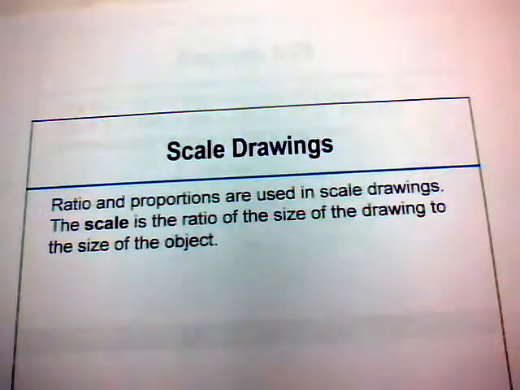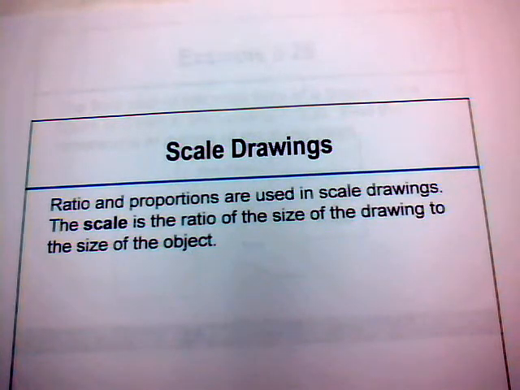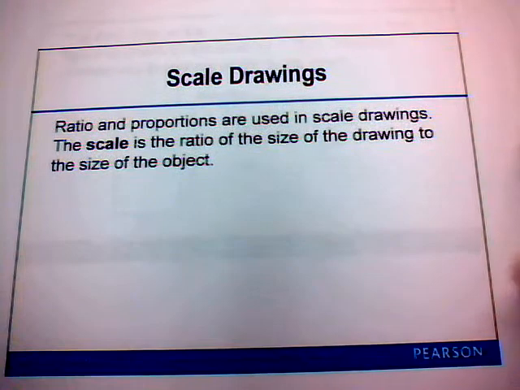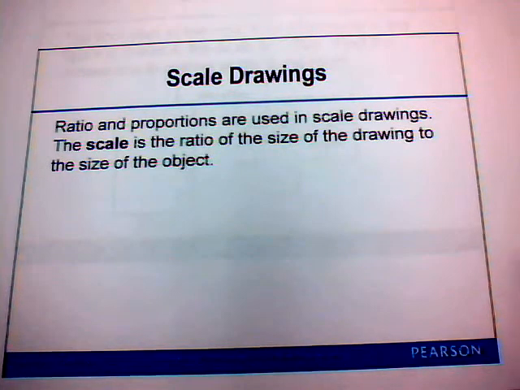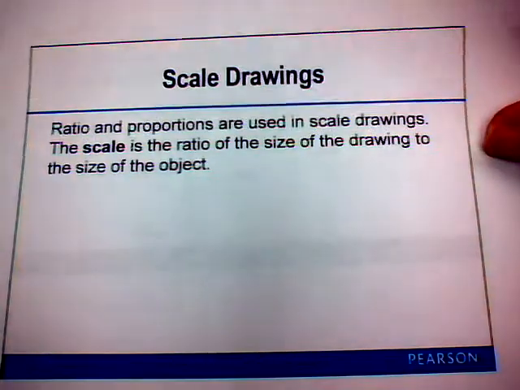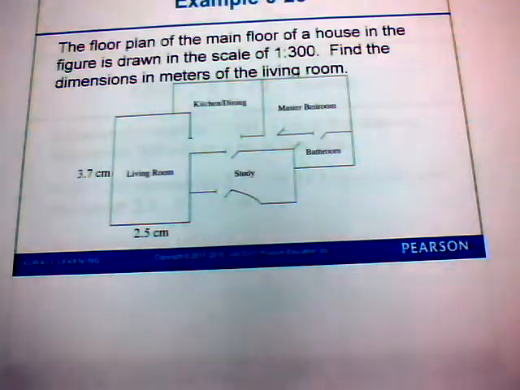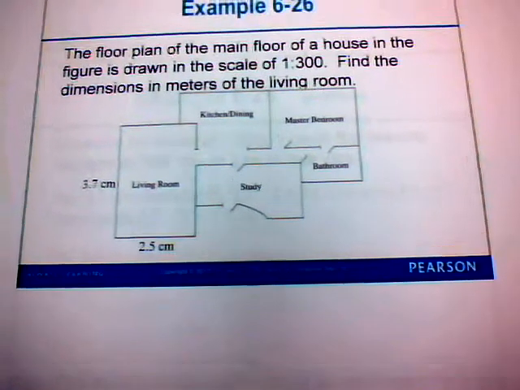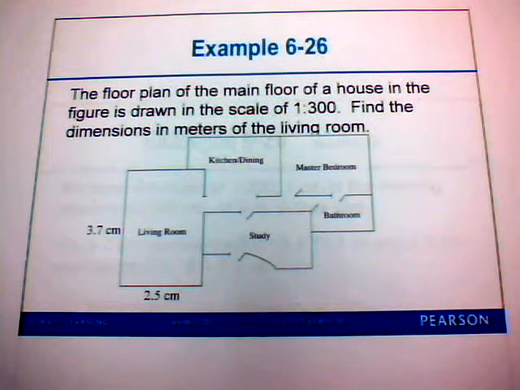All right, next we're going to see how this is applied to scale drawings. Ratios and proportions are used in scale drawings. The scale is the ratio of the size of the drawing to the size of the object. In this case, the floor plan of the main floor of a house in the figure is drawn in the scale of 1 to 300. Find the dimensions in meters of the living room.